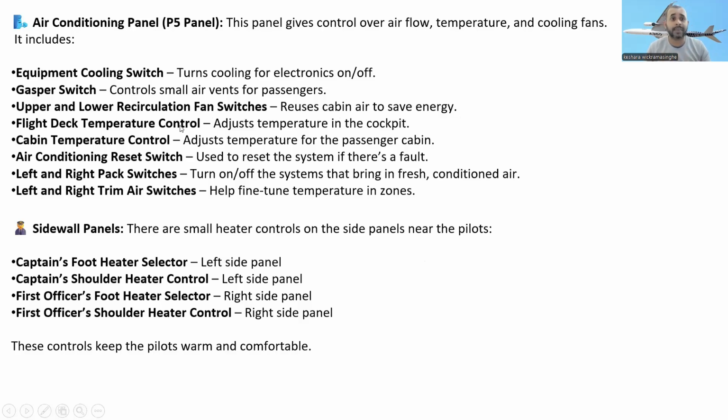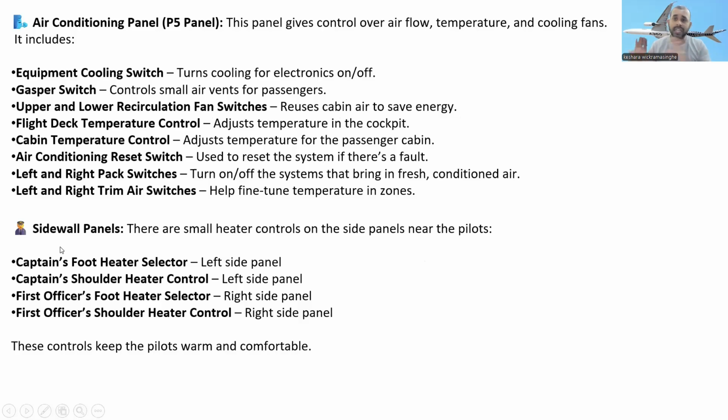The flight deck temperature control adjusts temperature in the cockpit, and the cabin temperature control adjusts temperature for the passenger cabin. The air conditioning reset switch is used to reset the system if there's a fault. The left and right pack switches turn on and off the system that brings in fresh conditioned air, and the left and right trim air switches help fine tune temperature in zones.